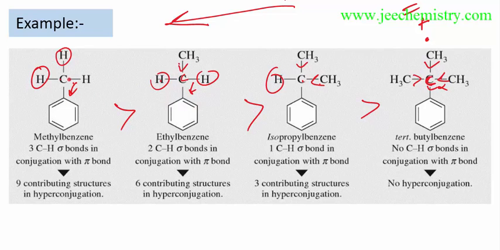As the number of hydrogens increases, the hyperconjugation increases. As the number of sigma bonds increases, hyperconjugation increases, these hydrogens' sigma bonds. So this will increase the stability of the compound.